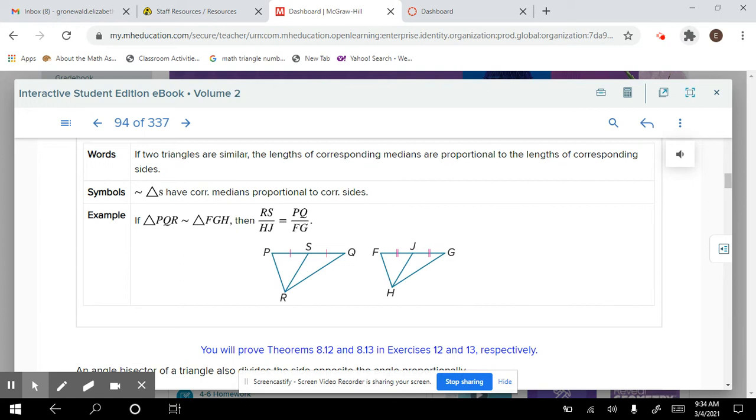So we have RS and HJ, which is the line that cuts the middle of each triangle, which is the median, is proportional to one of the other two sides. So P to Q and F to G, because it creates that middle segment.